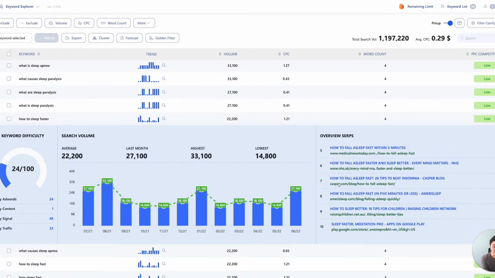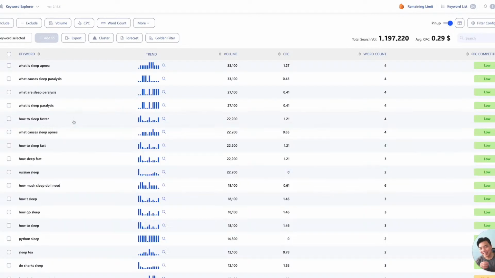As you can see, Casper appears here too. Number 7, how to fall asleep fast. 26 tips to beat insomnia. As you look at this particular example, you see two brands selling the exact same product.